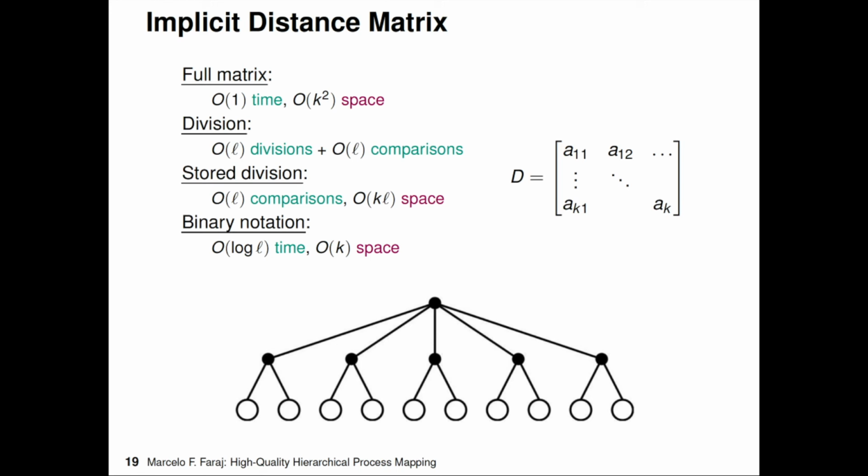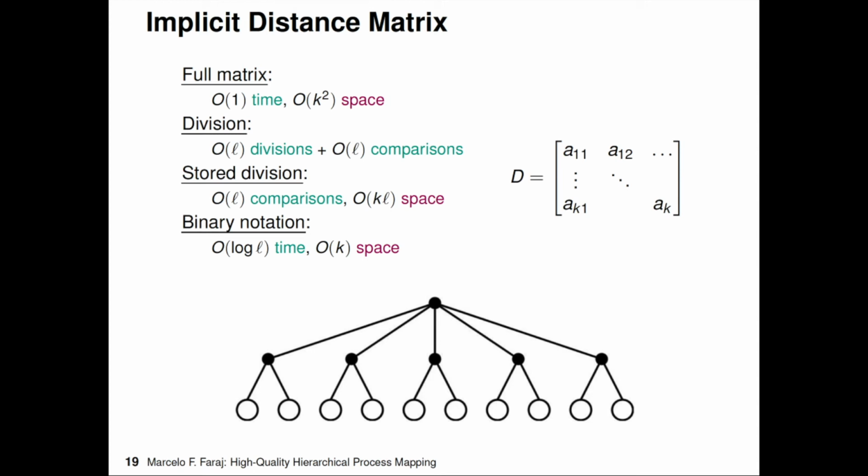The simplest and most straightforward approach consists simply of storing the whole distance matrix. An immediate advantage of this method is the O(1) time to access a distance between 2 processing elements. Nevertheless, it requires O(k²) memory space, which may be too much when k is large.